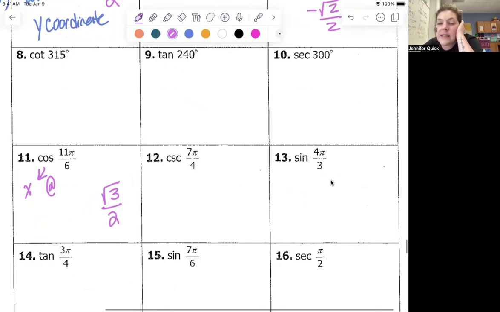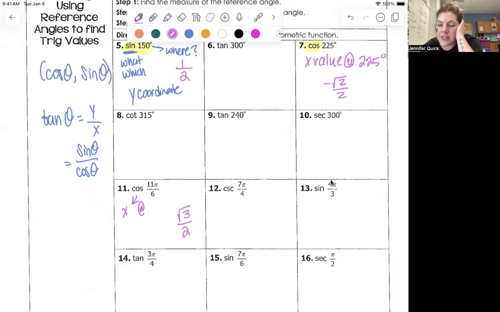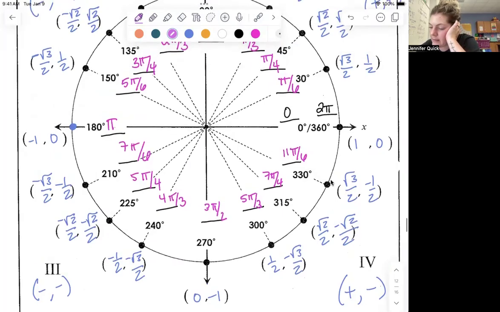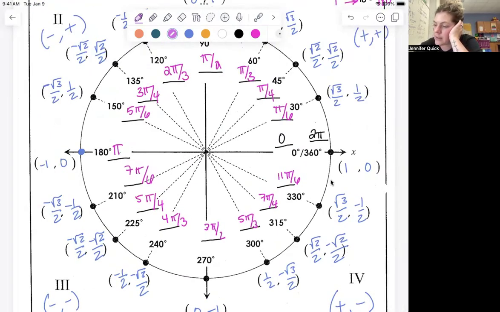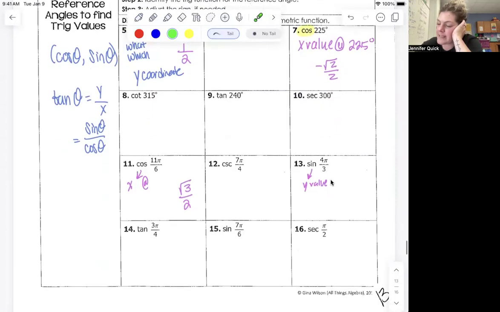All right, the sine. Again, we're jumping around. We're doing the sines and cosines first, and then we'll do tangent, and then we'll do the reciprocals. The sine of 4 pi over 3, the sine is the y value at 4 pi over 3. So 4 pi over 3 is here, and I want the y value. So the negative square root 3 over 2. That make sense? Feel good? All right, find sine of 7 pi over 6. Do number 15 right here.